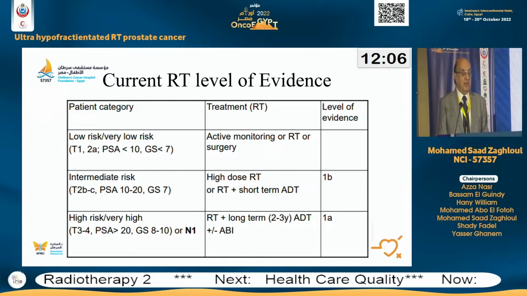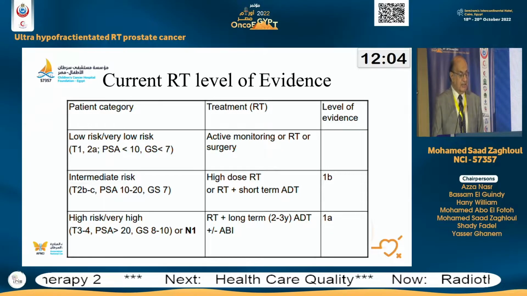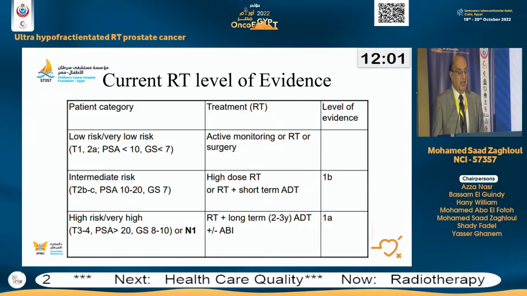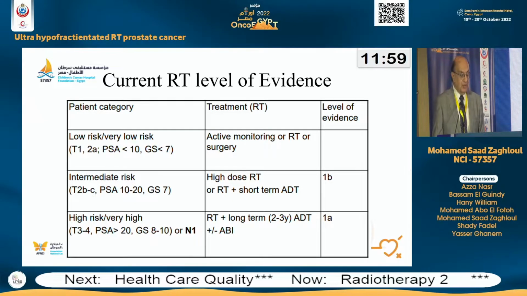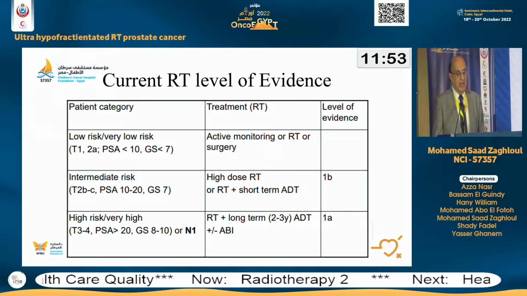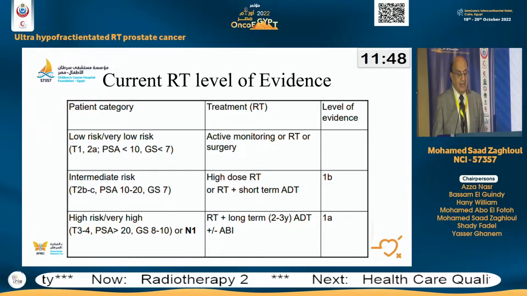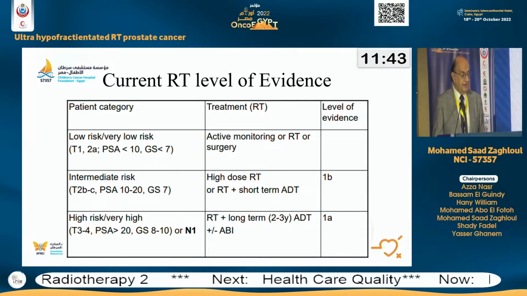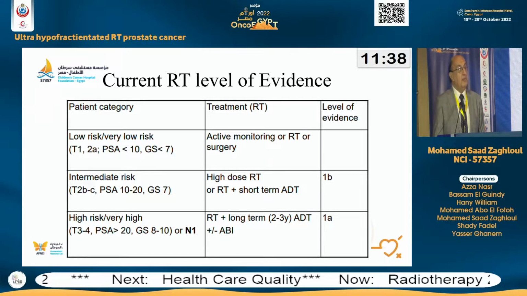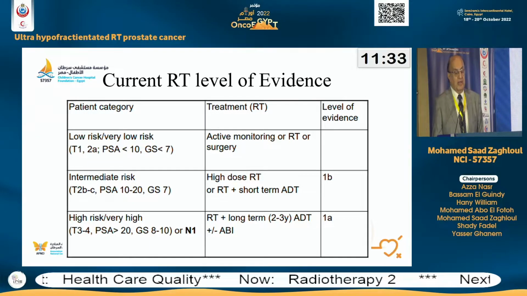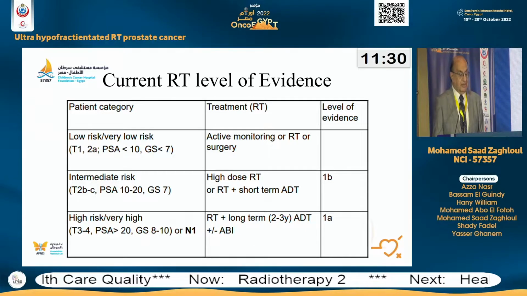For the current radiotherapy level of evidence, the intermediate risk must be treated with high-dose radiotherapy or radiotherapy with short-term ADT, from 4 to 6 months, and this is level of evidence 1B. While for high risk and very high risk, it is radiotherapy plus long-term ADT for 2 to 3 years, and this is level 1A evidence.